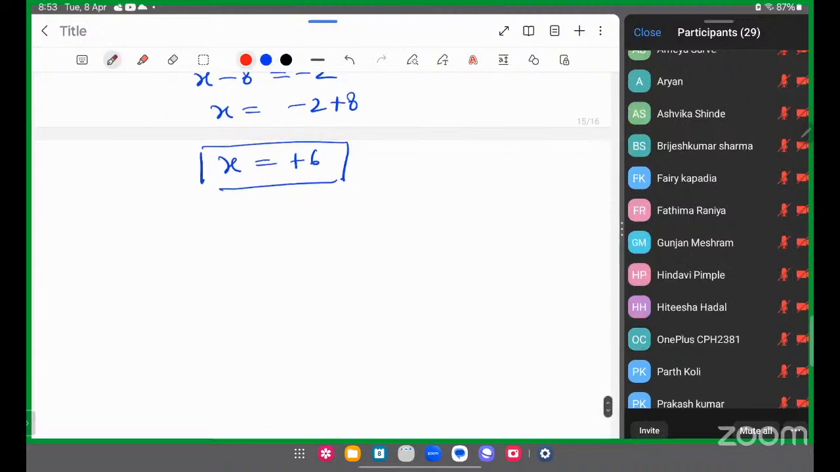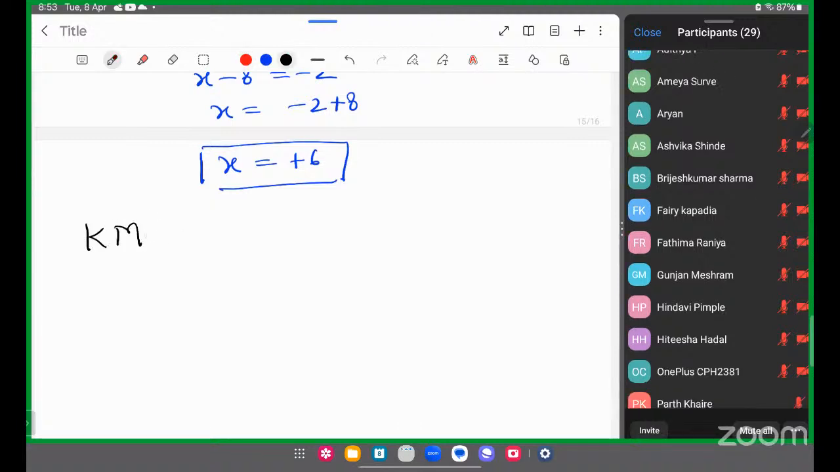Understood? Yes, sir. If we have KMnO4, what will be the oxidation number of Mn in this? You have to solve it. And for K2Cr2O7, solve for Cr. So this will be your homework.